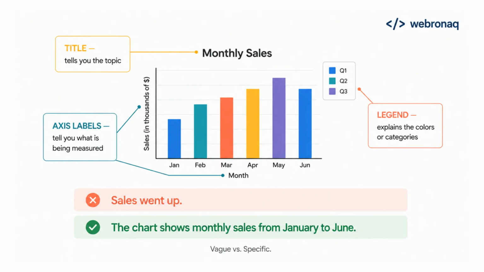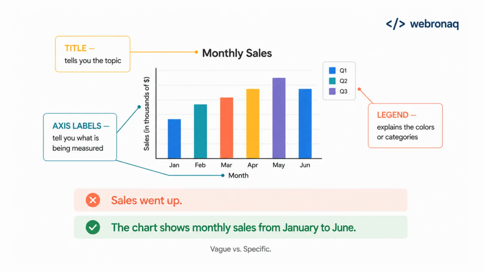Alright, before you look at a single number in a chart, read 3 things first: the title, the axis labels, and the legend. The title tells you the topic. Something like monthly website visitors immediately tells you what the whole chart is about. The axis labels tell you what is being measured and how. The bottom axis might say month, and the left axis might say number of visitors. Those 2 labels are your map. The legend explains what the colors or lines represent. For example, blue might mean desktop users, and orange might mean mobile users.